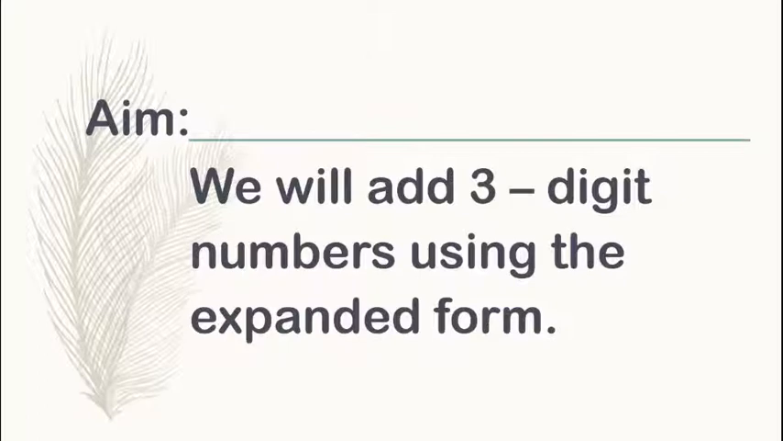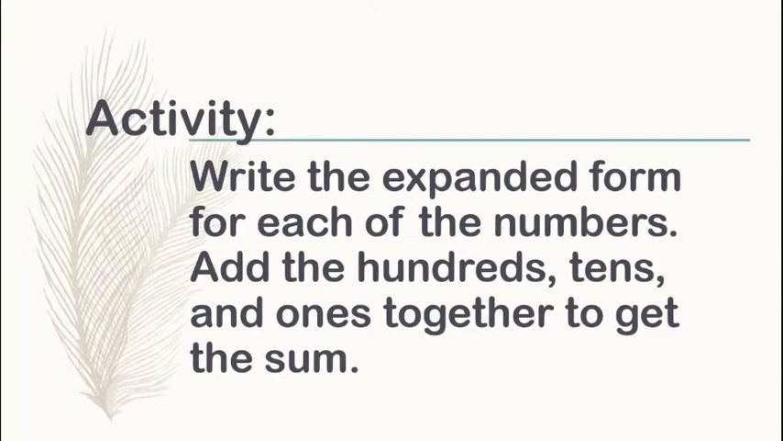Okay, I guess you're done writing our aim for today. We'll continue with our activity. With instruction, write the expanded form for each of the numbers, then add the hundreds, tens, and ones together to get the sum. Again, write the expanded form for each of the numbers, then add the hundreds, tens, and ones together to get the final sum.